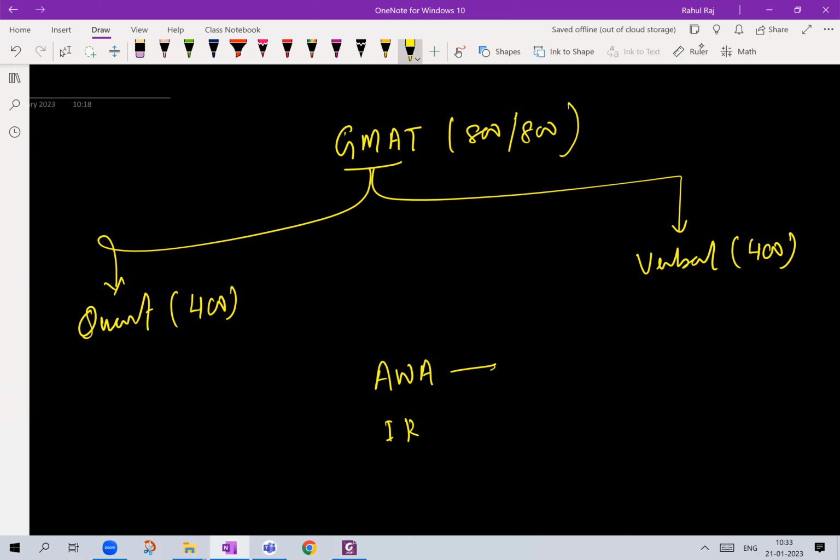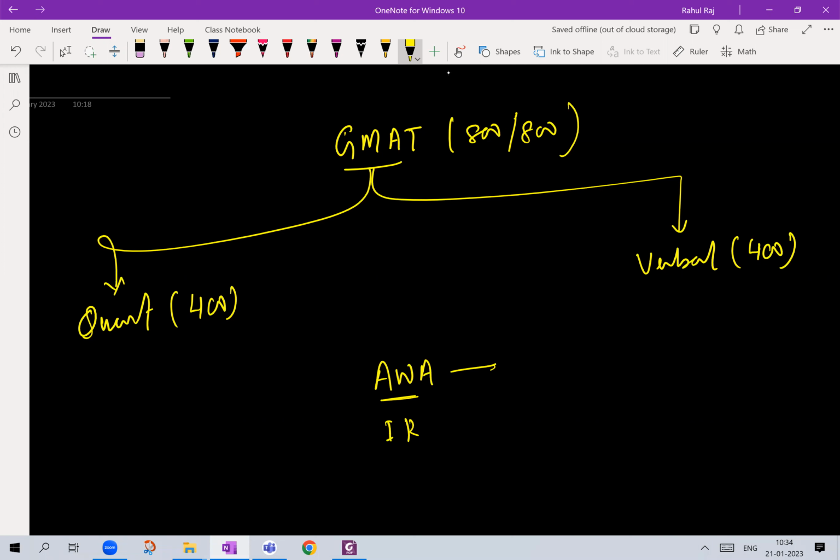So AWA is essentially an essay writing section, but technically it's not even an essay writing section. It's all about you needing to write down your opinion. There is an argument given to you. You need to read that particular argument, and based on reading it, you need to put down your opinion in 4 paragraphs. In one paragraph, you try and strengthen the argument. In one paragraph, you try and weaken the argument. In one paragraph, you need to evaluate the argument. In one paragraph, you need to give your own assumptions to the argument.